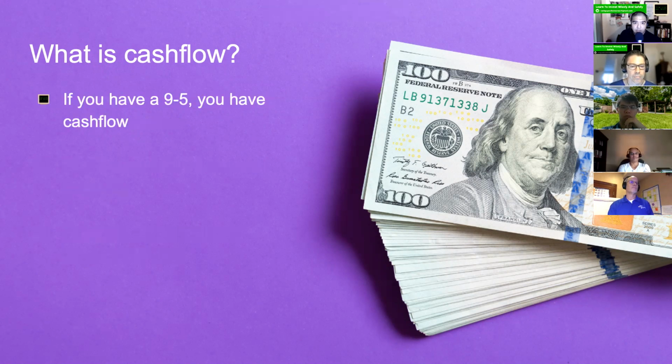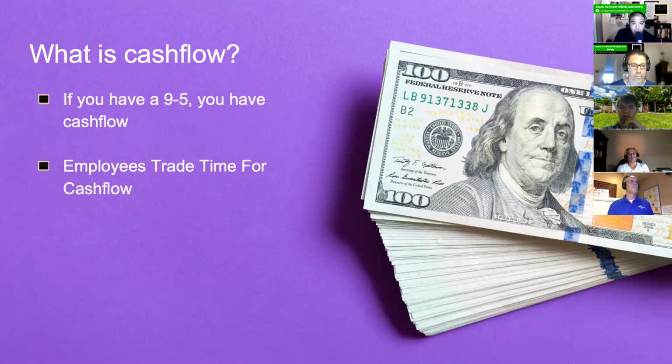So another way to look at it is if you have a 9 to 5, you have cash flow, right? Your 9 to 5 is paying you. They are transferring money to you. And of course, if you're here, you're looking for ways to either supplement that if you absolutely love your job, or you're looking to kind of give yourself that freedom. And as employees, which all of us are, we're trading our time for this cash flow. That's the agreement that we have with our employers.